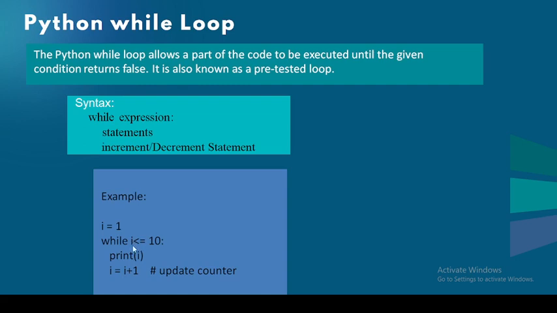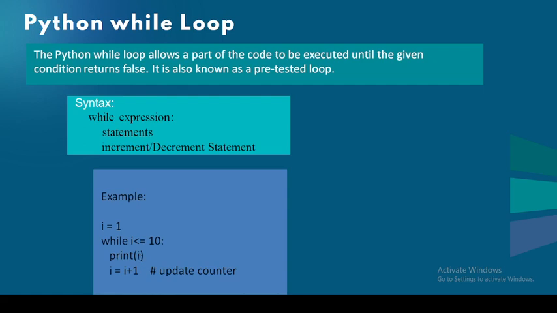Since I need to close the loop at some time, I have to update the counter, and that is the value of i. So i will be incremented by 1, so i is 1, and then it will be 2, 3, 4, like that. When the value of i becomes 10, it will print 10, and then the condition becomes false and it will go outside. So this is a while loop in Python.